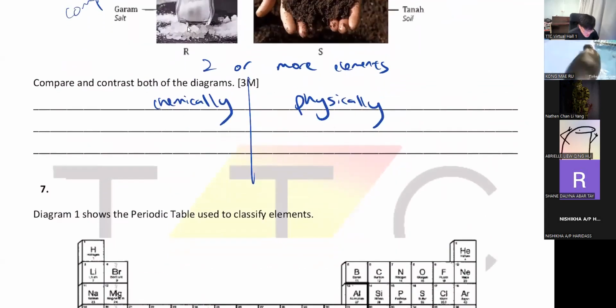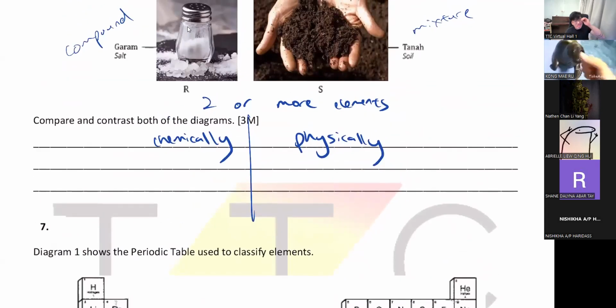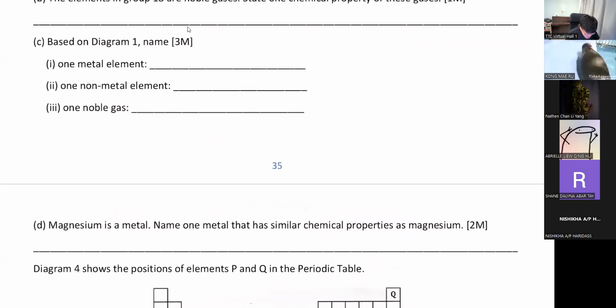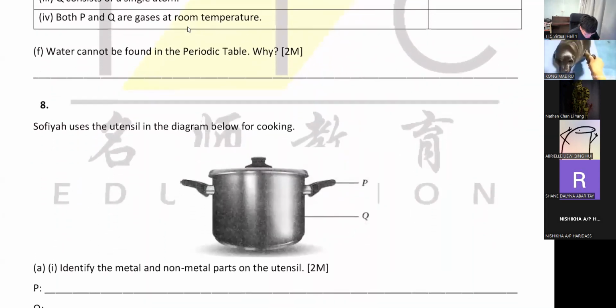Right. Anyway, so 3 marks here. Guys, I'm keeping my answers simple. I don't want to waste too much time here because this chapter is pretty self-explanatory. So you know what? We skip to number 8.